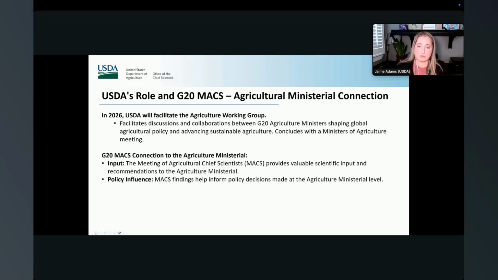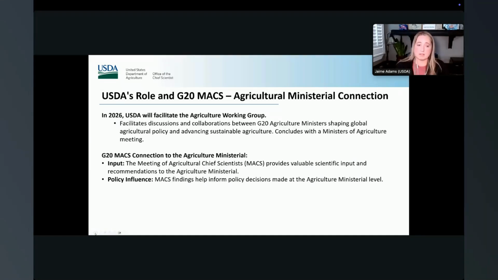These G20 agricultural ministers focus on shaping global agricultural policy and advancing sustainable agriculture. And the track itself, or the Agricultural Working Group, concludes with a Ministers of Agriculture meeting. So in 2026, USDA will be responsible for facilitating the broader Agriculture Working Group that's nested under the Sherpa track, including arranging a ministerial of agriculture ministers.